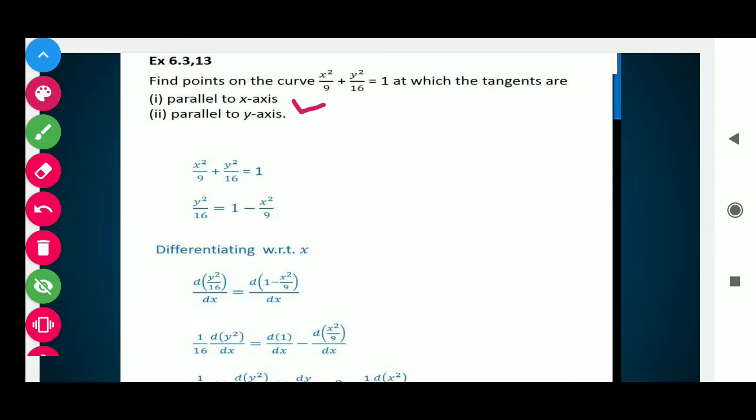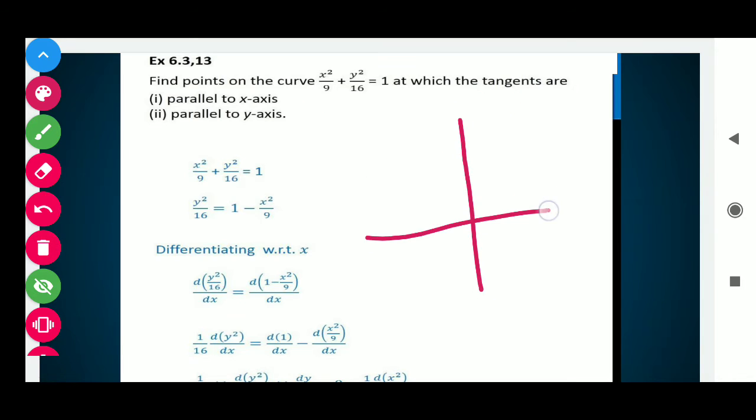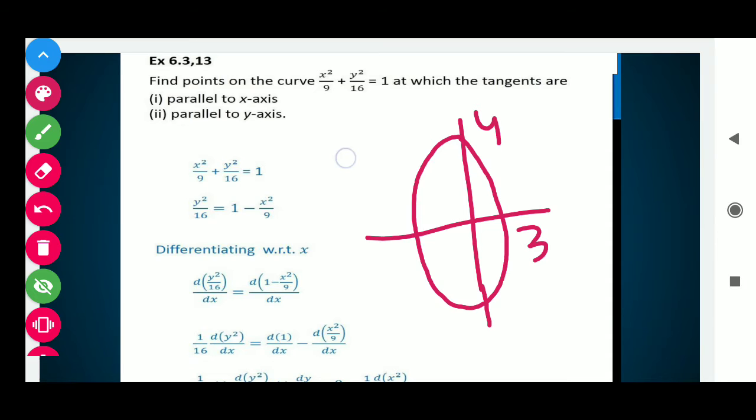ओके, बट स्टूडेंट्स आप यहाँ देख सकते हैं x²/9 प्लस y²/16 इज इक्वल्स टू 1 इज द स्टैंडर्ड फॉर्म ऑफ इलिप्स. सो स्टूडेंट्स, आप देख सकते हैं दिस इज द इलिप्स एंड हेयर द मेजर पार्ट इज ऑन y एक्सिस. So in this way we make the ellipse in this form. Here the major part is on the y axis and the minor part is on the x axis. But students, हमें बताना है at which the tangents are parallel to the x axis. हमें ये points को find करना है.